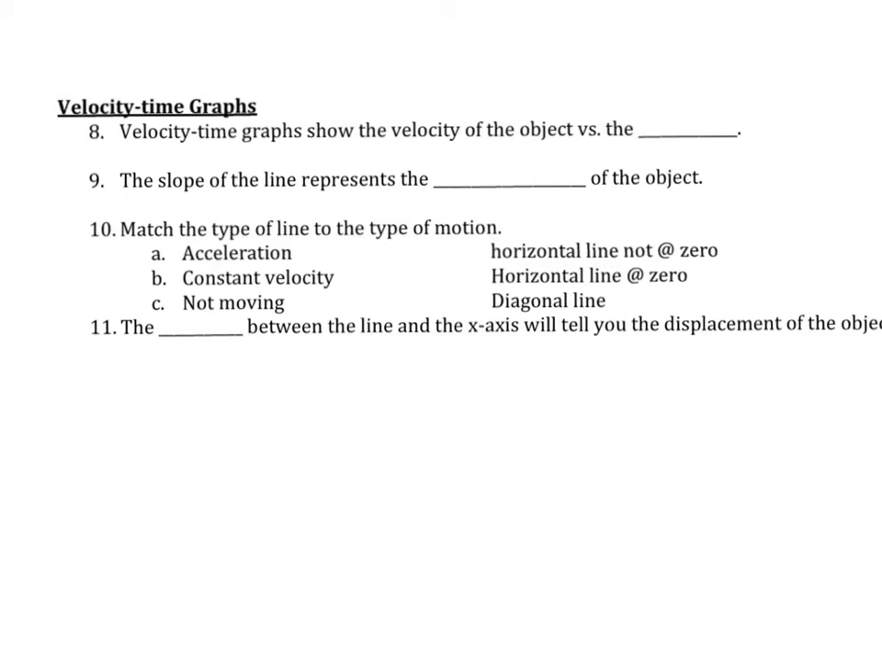Velocity time graphs show you the velocity of the object versus the time. The slope of the line represents the acceleration of the object. And then we're going to match the type of line to the type of motion. So if you're accelerating, you are going to need a diagonal line. If you're going at a constant velocity, you need a horizontal line that is somewhere other than 0, meaning it's not sitting on the x-axis. And if it's not moving, you need that horizontal line that is at 0, sitting at the x-axis.